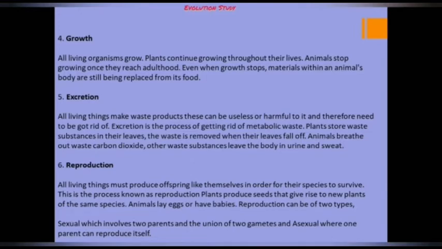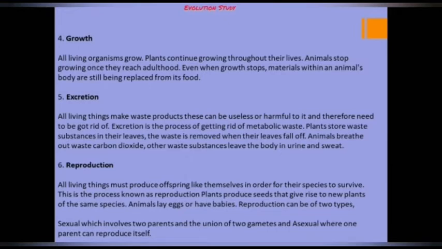Excretion. All living things make waste products, which can be useless or harmful to them and therefore need to be gotten rid of. Excretion is the process of getting rid of metabolic waste. Plants store waste substances in their leaves. The waste is removed when their leaves fall off. Animals breathe out waste carbon dioxide. Other waste substances leave the body in urine and sweat.